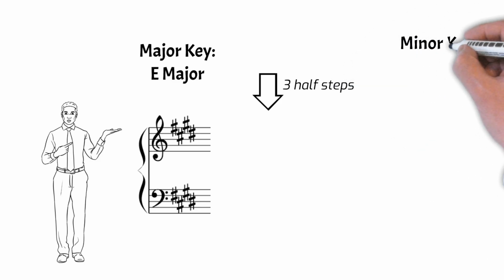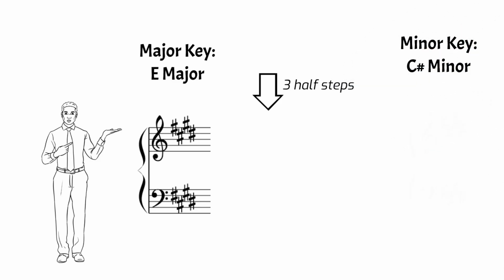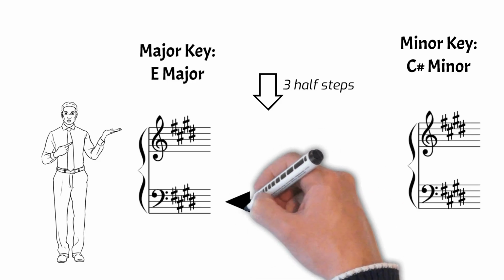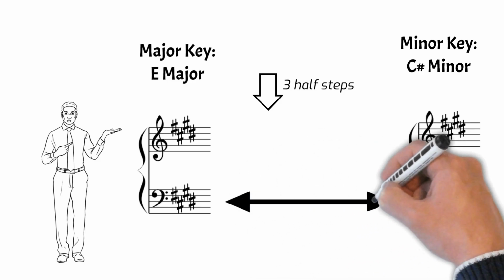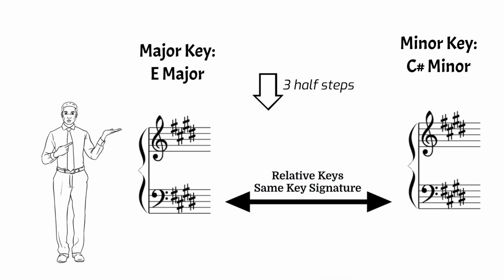The corresponding minor key is known as the major key's relative minor, because it is the minor key that has the same key signature as the major key.